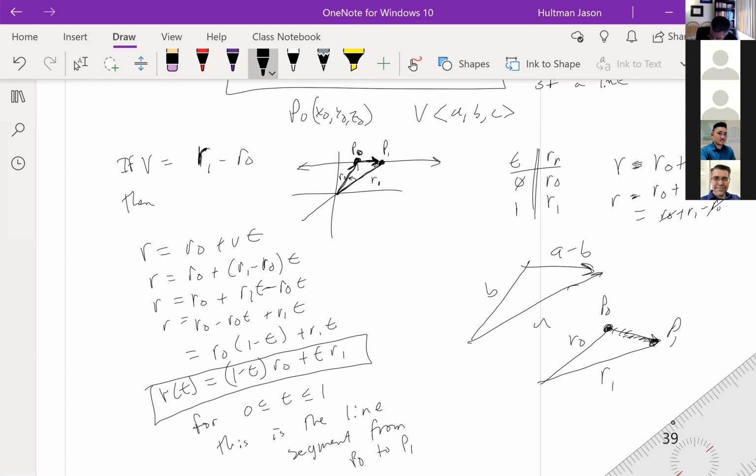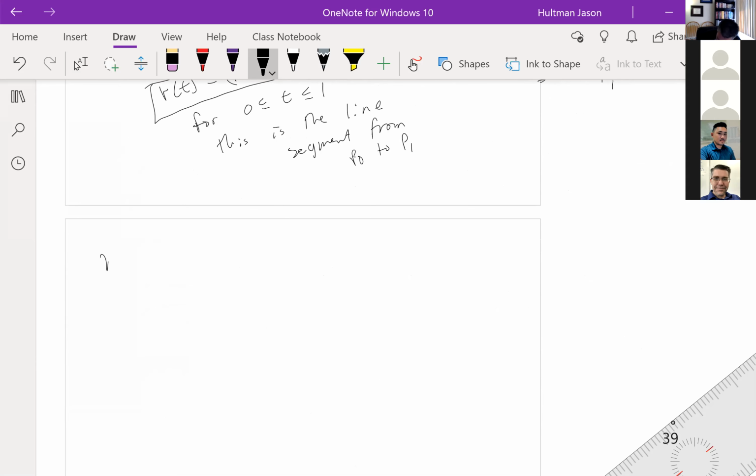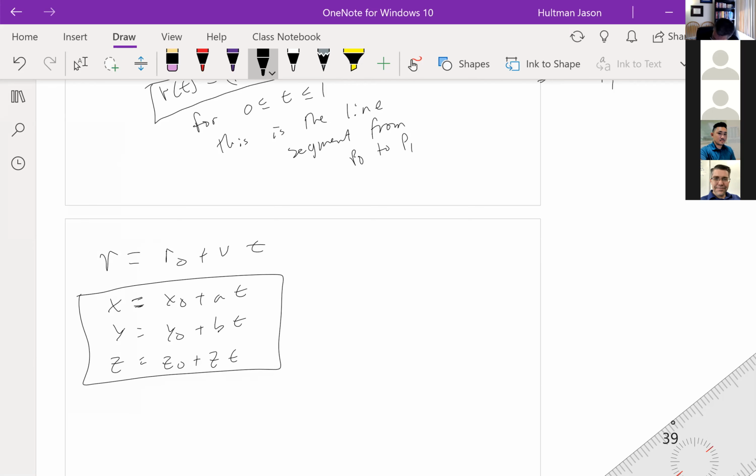Okay, let's do a couple of examples with this. Let's keep in mind that r equals r naught plus vt, x equals x naught plus at, y equals y naught plus bt, and z equals z naught plus ct. These are my parametric equations of a line. This is my vector equation of a line.